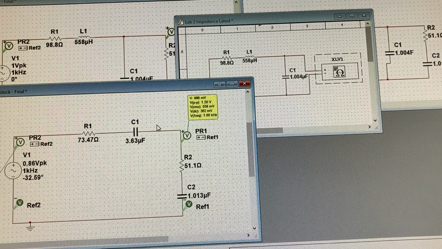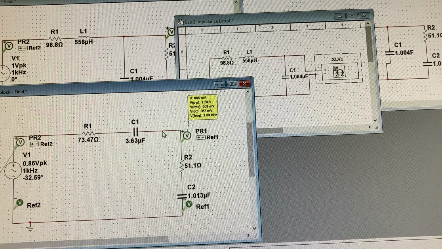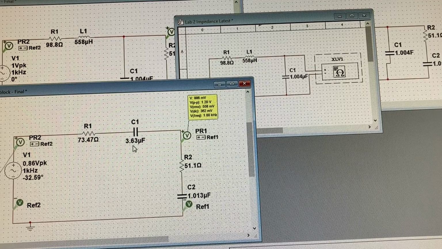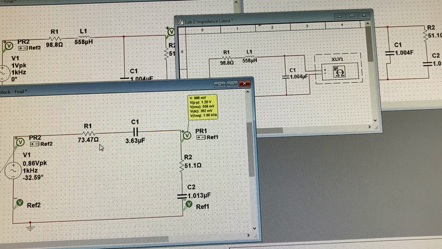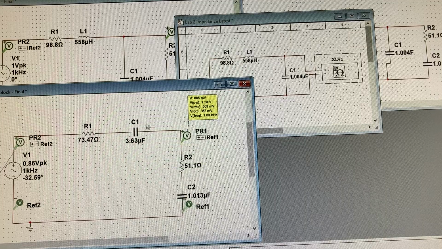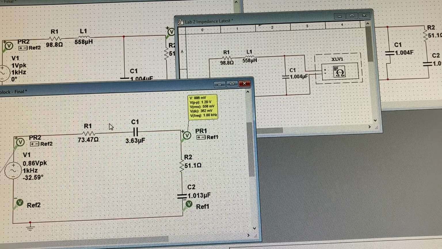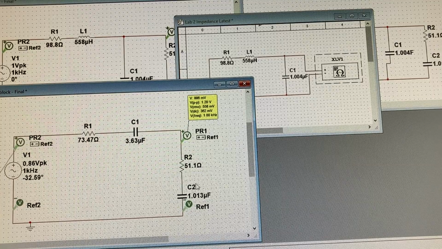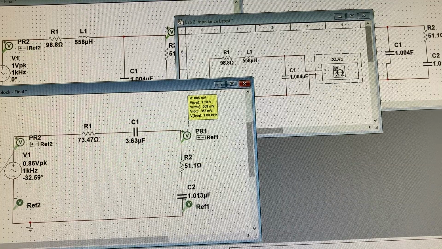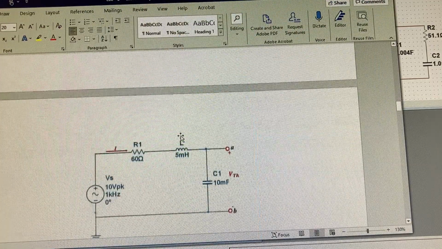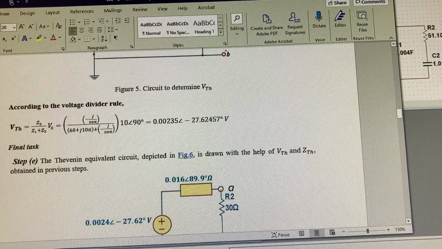This is all stuff you guys should know, but I'm just going through how to collect the data. So I have the resistance value, the capacitance value. This has provided my Z Thevenin, right? Now we need to make a determination about the Thevenin voltage, and you also have that equation, right?